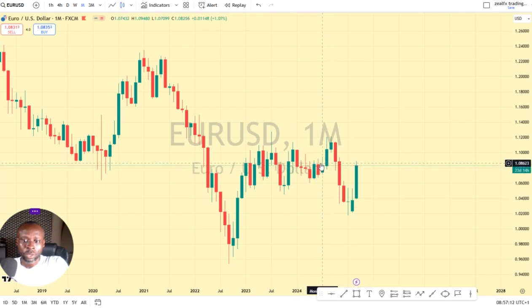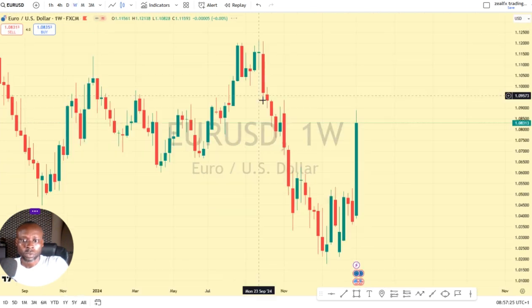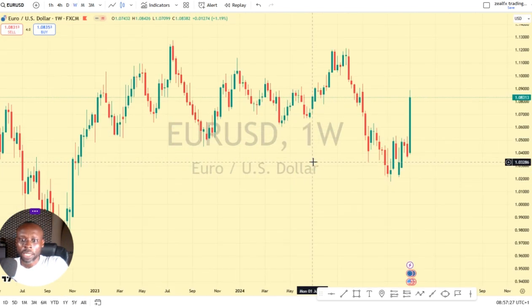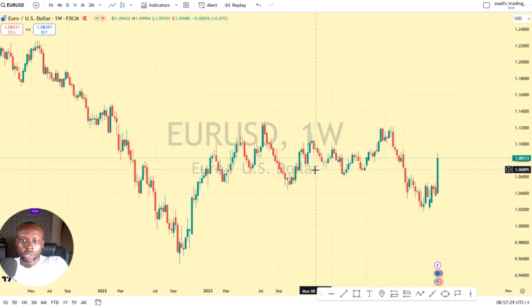So if price fails to break this level this March, we see price pulling back to the downside for the Euro USD for price to resume the downtrend. So let's look at the weekly chart of the Euro USD. On my weekly chart, you can see we have a price close below this level.